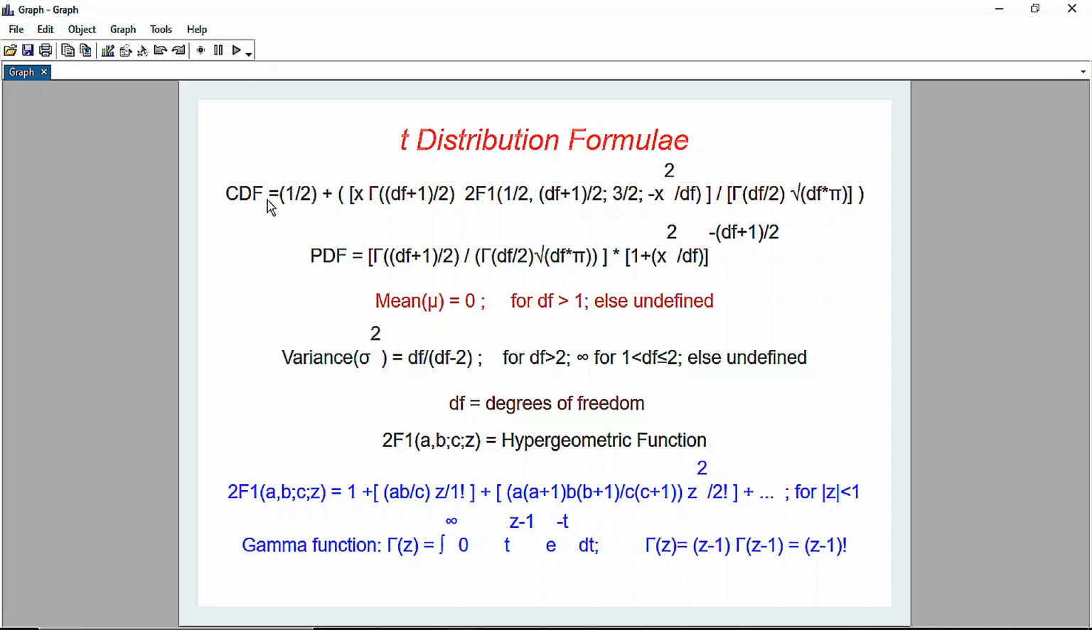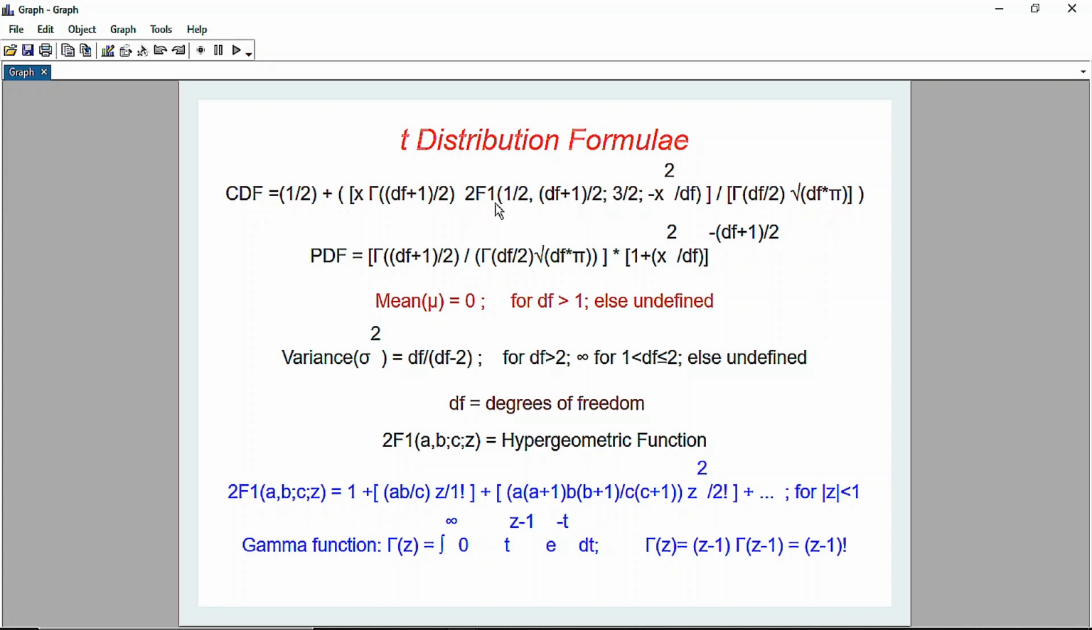And we can calculate the CDF using this formula: 1 by 2 plus x times gamma of (degrees of freedom plus 1) divided by 2, and 2F1. This is known as the hypergeometric function. We'll also use this to calculate the CDF, and it takes the parameters 1 by 2, and (degrees of freedom plus 1) divided by 2, 3 by 2, and minus x squared divided by degrees of freedom. These four parameters are explained here, and the whole is divided by gamma of degrees of freedom by 2 times the square root of degrees of freedom times pi.